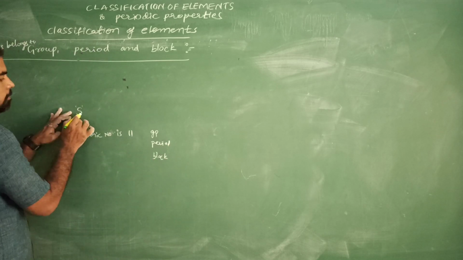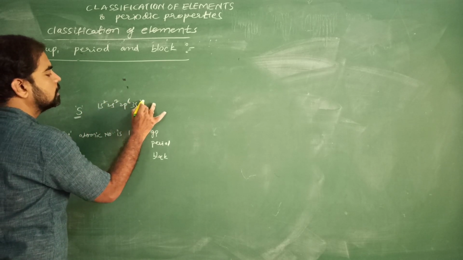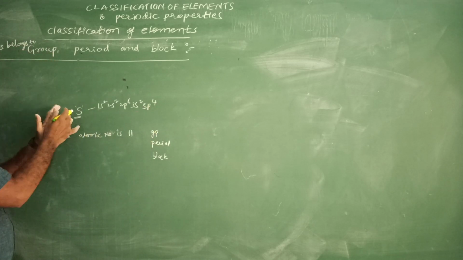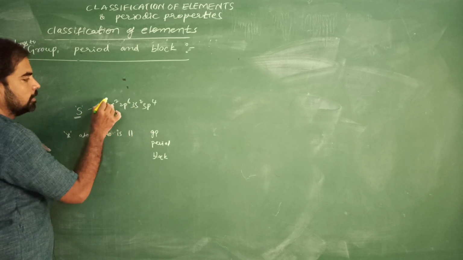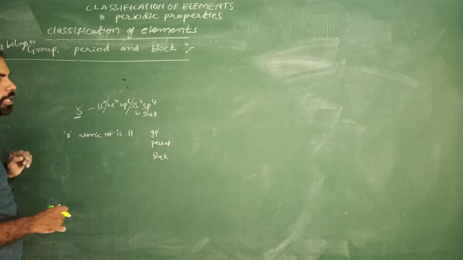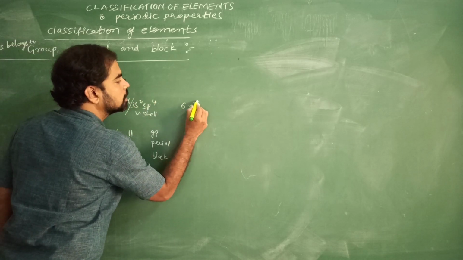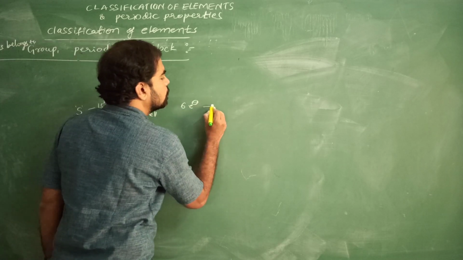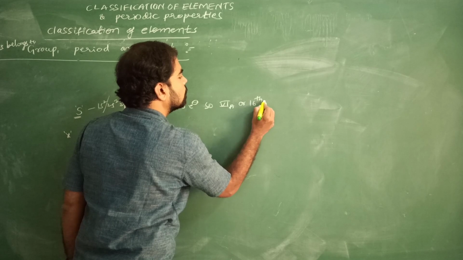For this we can simply write the electronic configuration of sulfur: 1s2, 2s2, 2p6, 3s2, 3p4. Which group, which period, which block does sulfur belong to? Let us see. First shell, second shell, third shell. This is the valence shell. How many electrons are present in the valence shell? 2 plus 4, 6 electrons are present in the valence shell. So which group? Sixth group. So 6A or 16th group.